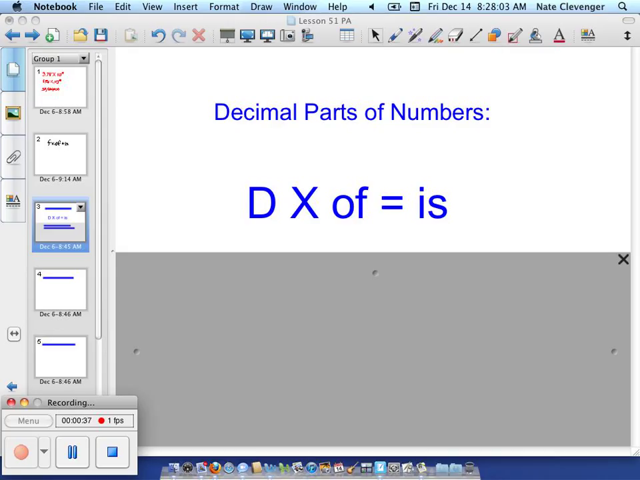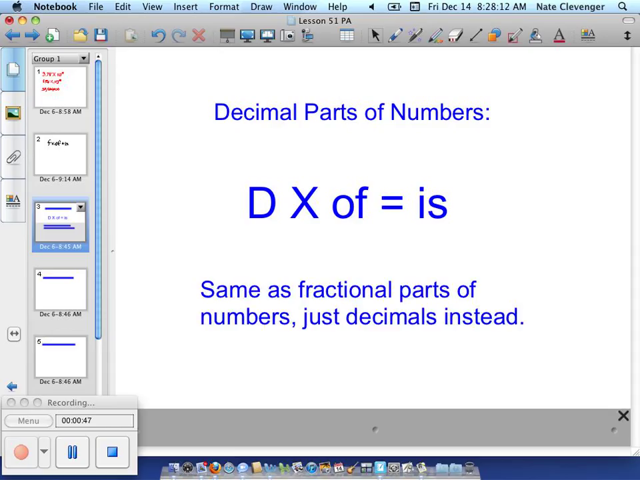But anyway, all right. So "d times of equals is" is the same idea as "f times of equals is." Writing things out. We're just dealing with decimals instead of fractions, and this should be easier for you because I'll allow you to use calculators. So the division, you just type it in the calculator and you've got it, versus the fractions and having to reduce down and stuff.